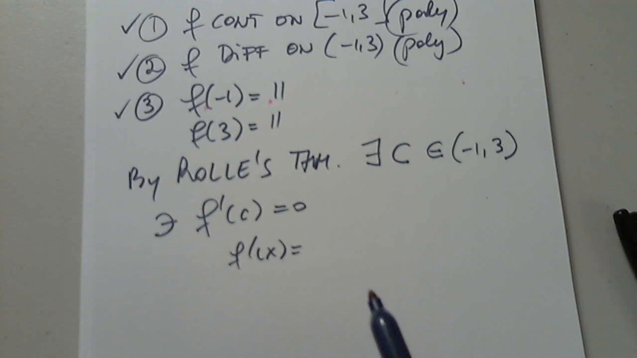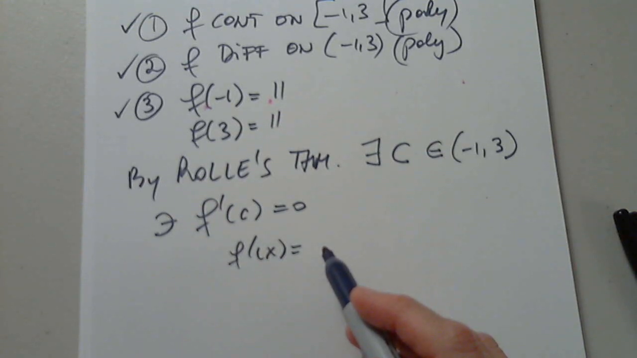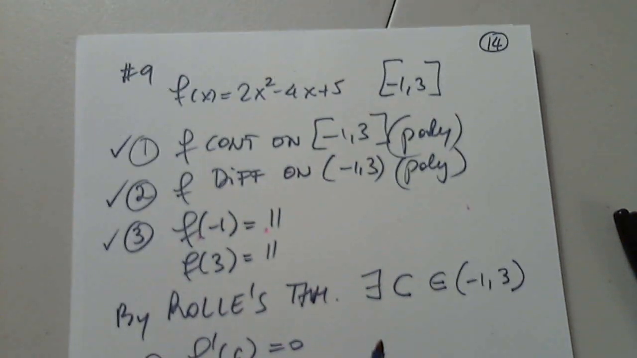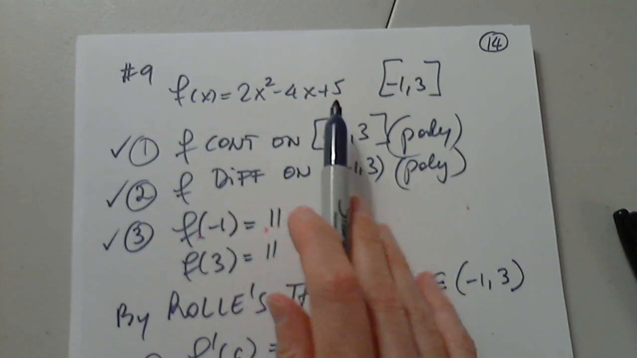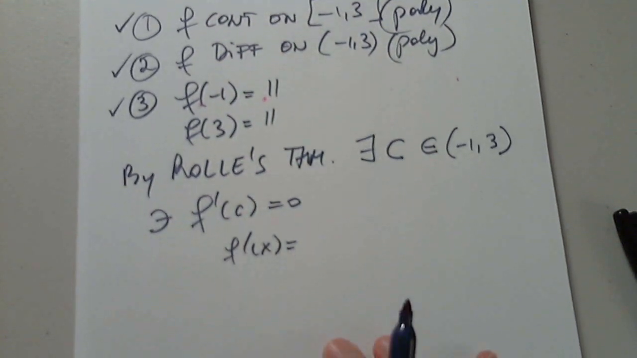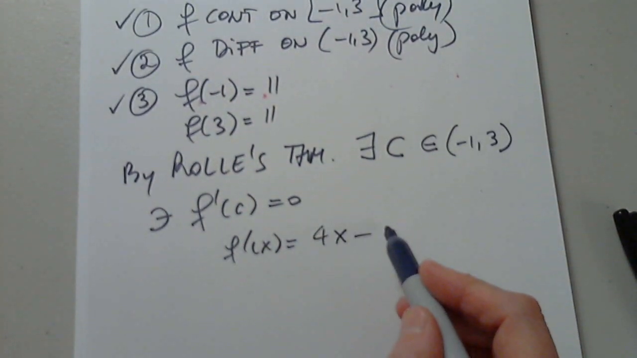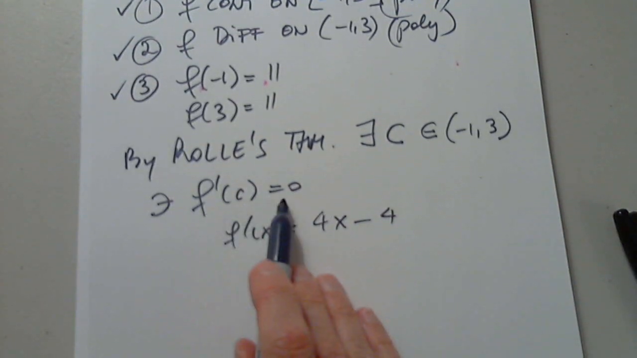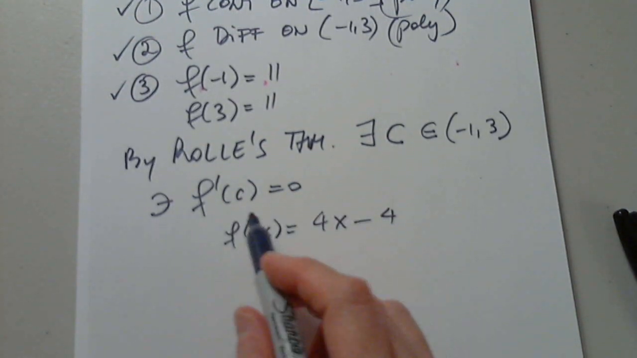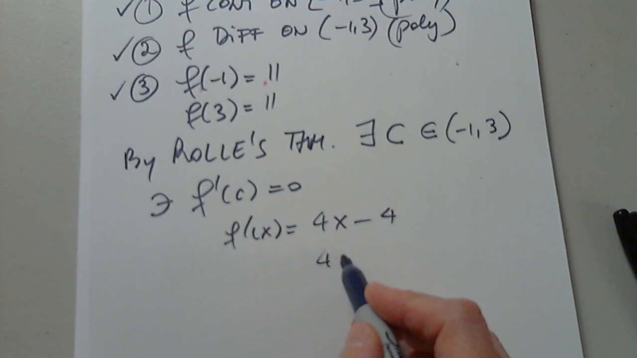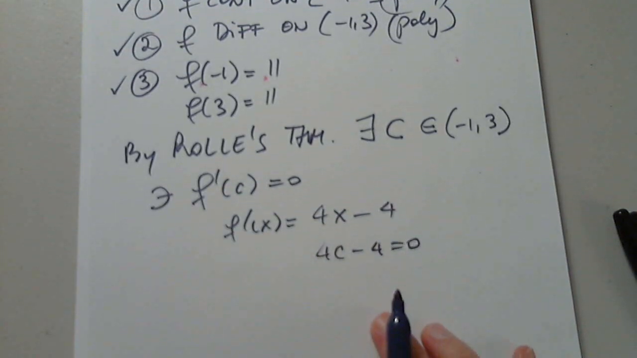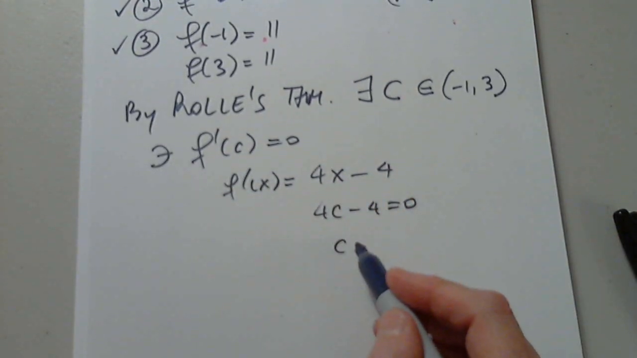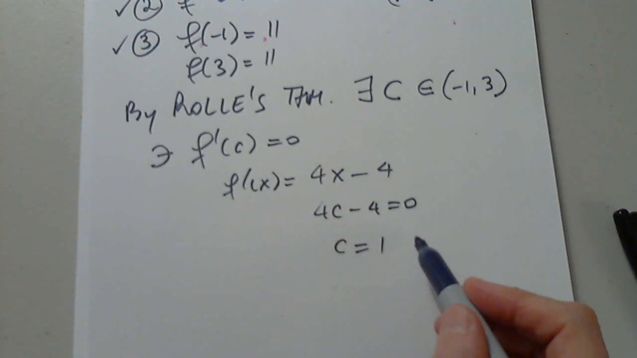Anyone? You said to differentiate the function for x. Yep, 4x minus 4, sorry. That's it. So I have to plug in c and then set equal to 0. So 4c minus 4 equals 0. Move 4 to the other side and get c equals 1.